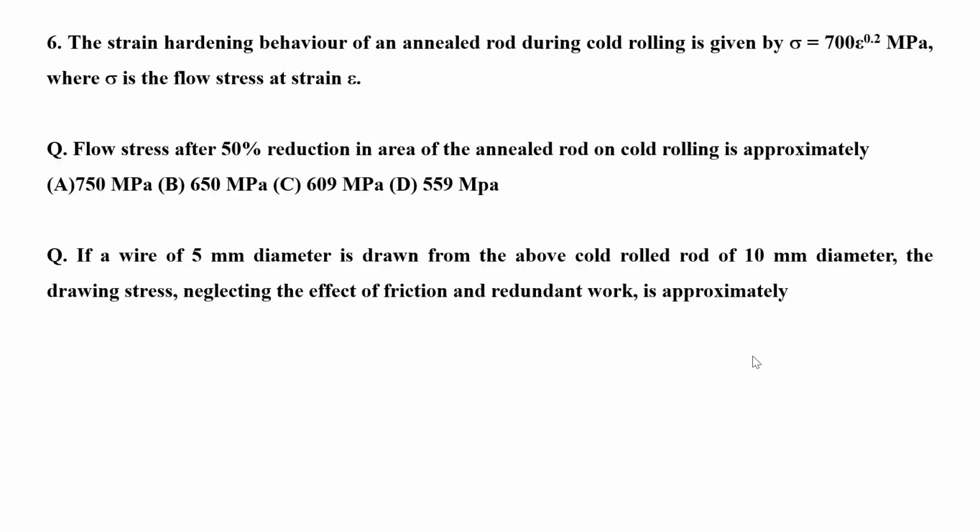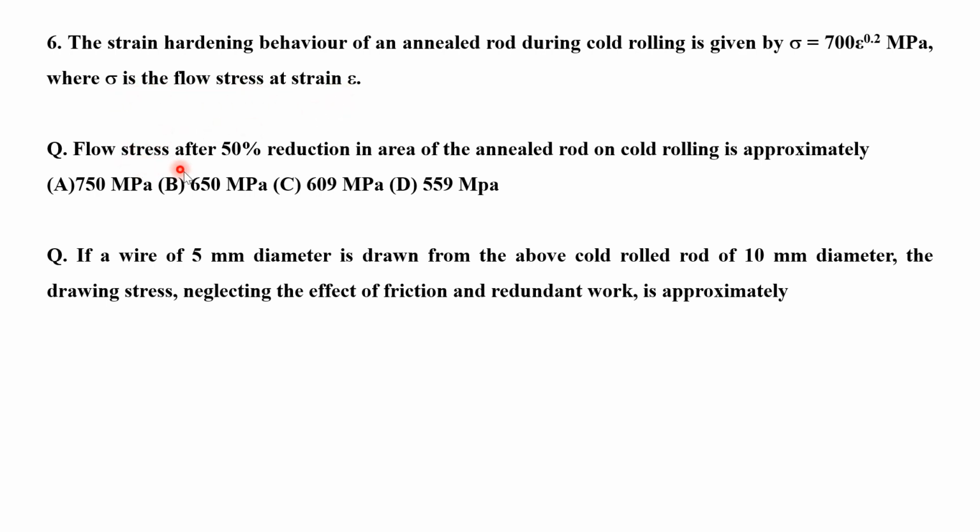Next question is the strain hardening behavior of an annealed rod during cold rolling is given by sigma is equal to 700 epsilon power 0.2. Though this is what I mentioned. So in the previous question, instead of epsilon, they had given us epsilon dot. So here it is the true strain. There we had to solve using true strain rate. That is why we use the equation 6V ln R by capital D. So here we do not need that equation because we are dealing directly with the true strain alone. Therefore, where sigma is the flow stress at strain epsilon.